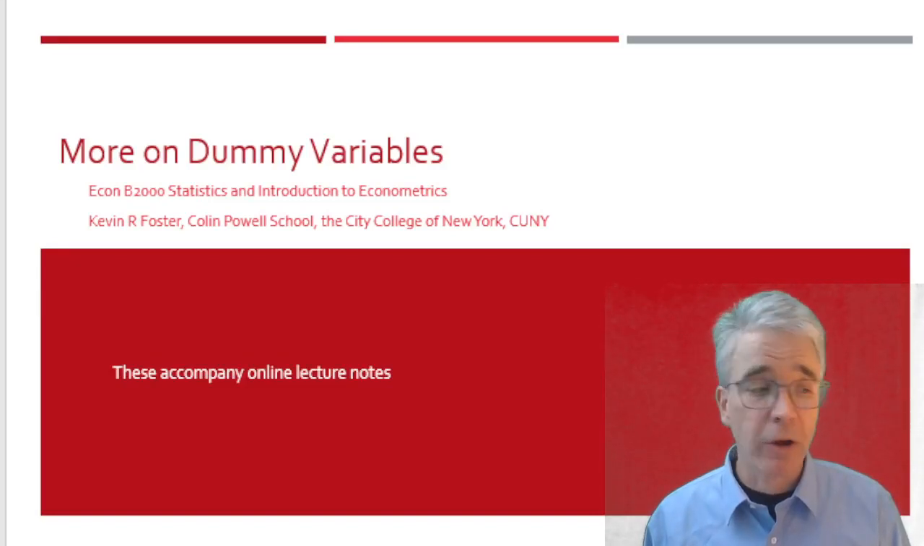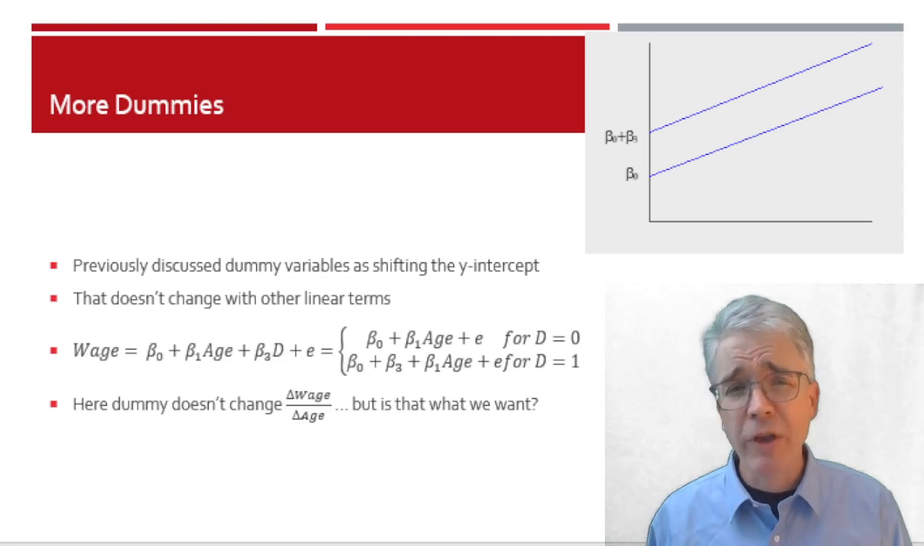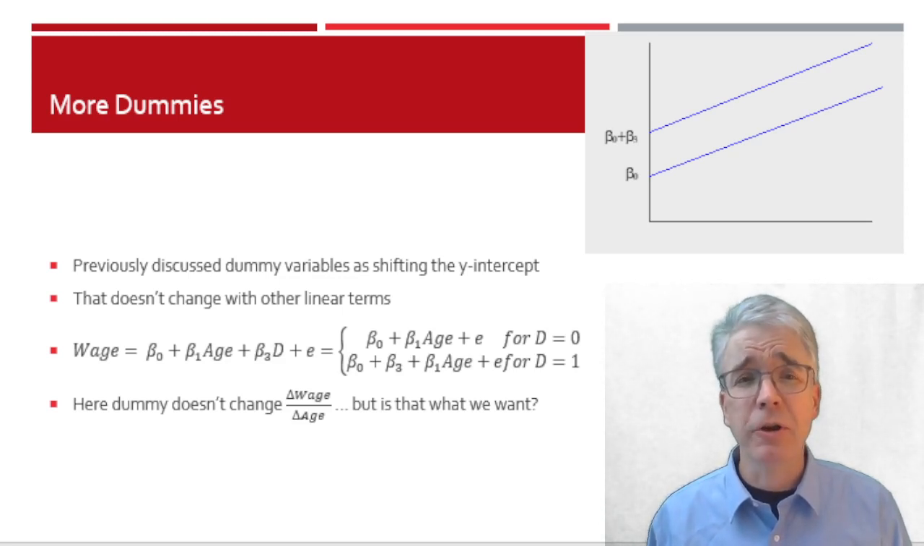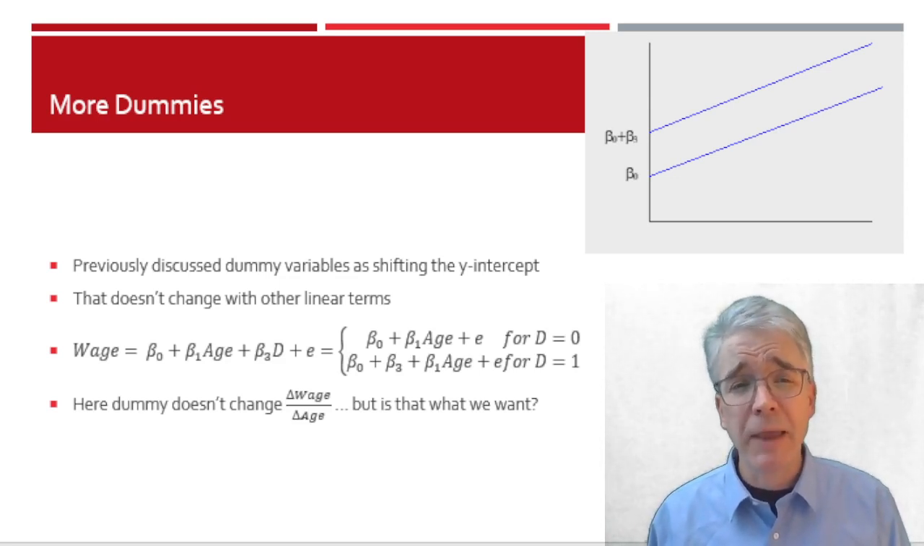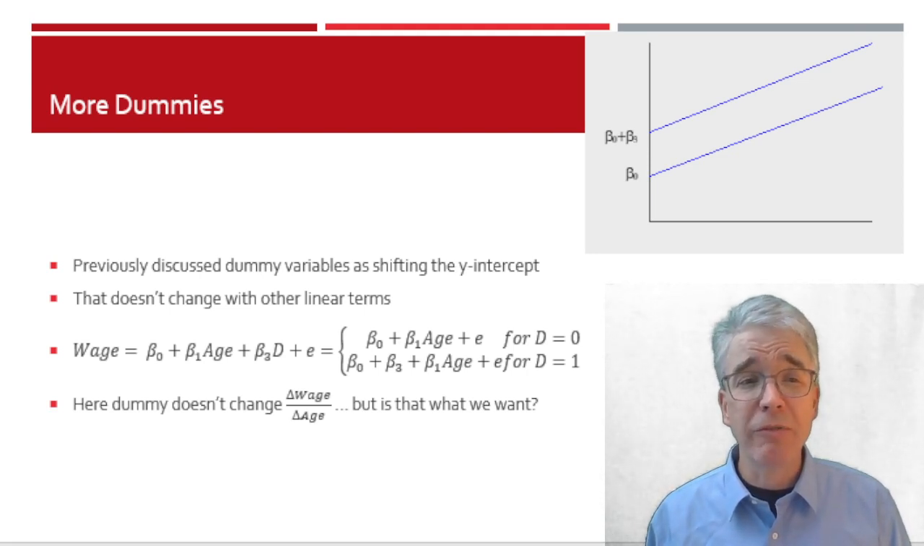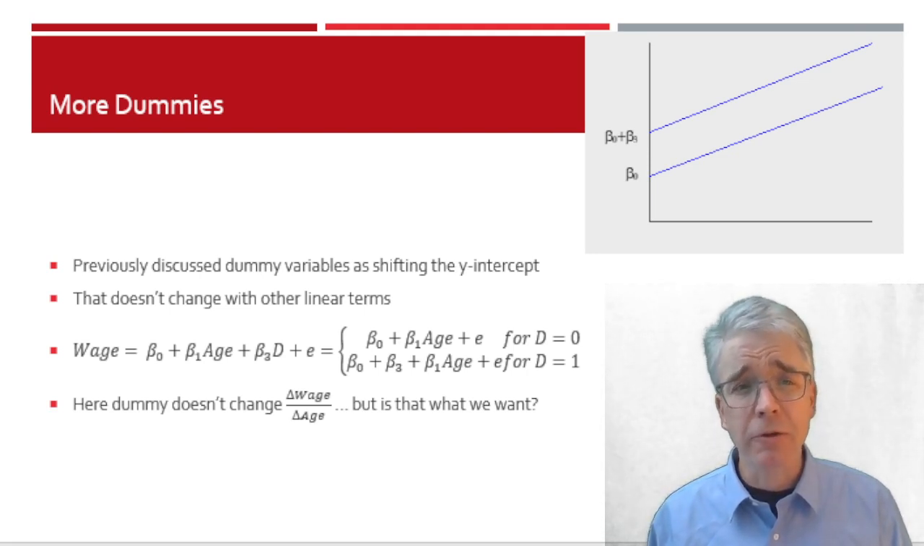More on dummy variables. We use dummy variables to shift the y-intercept. It doesn't change the other linear terms. So, for example, consider a regression where wage is beta naught plus beta 1 age plus beta 3 times some dummy variable d plus the error term.